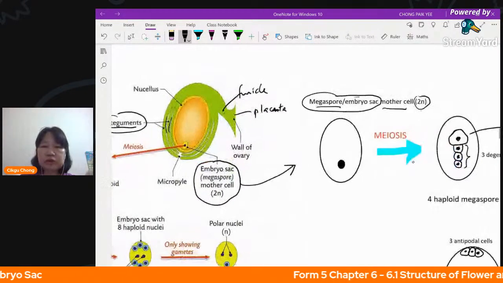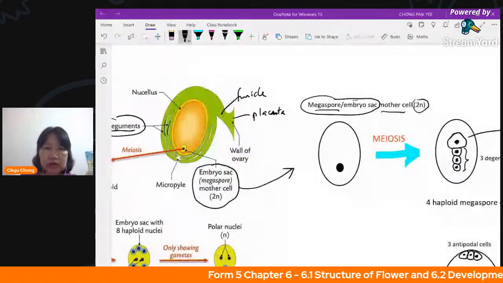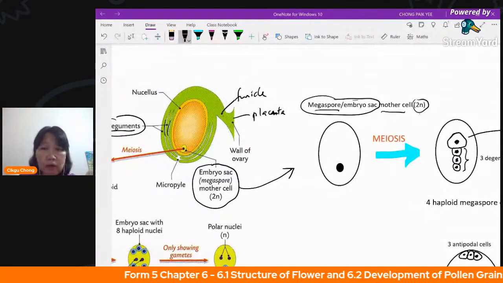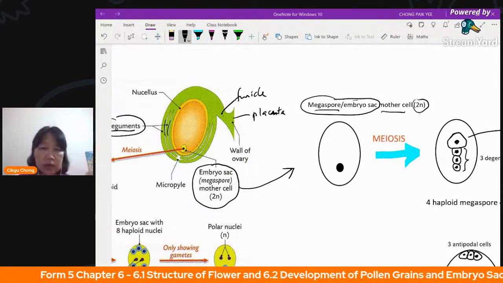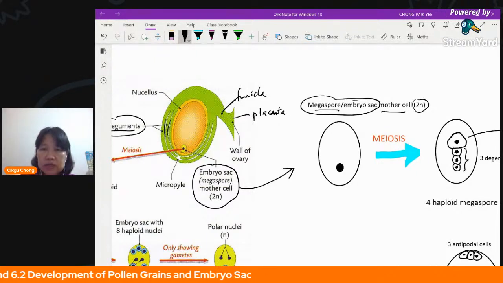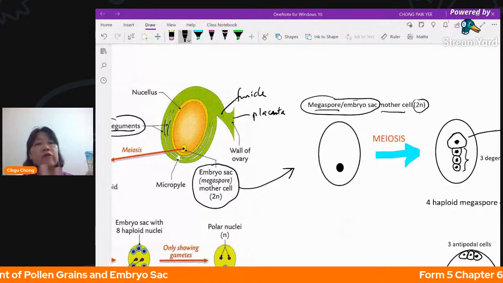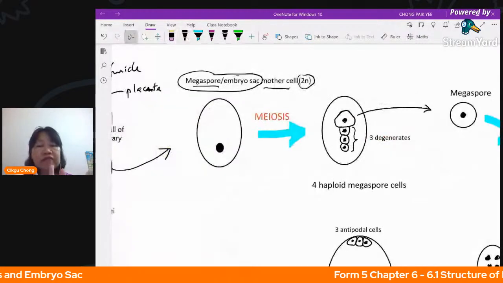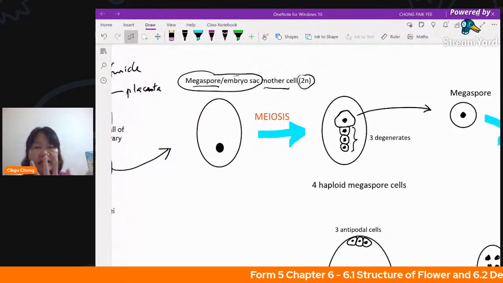Okay, so I'm drawing one here. Remember, this is only one. There could be more than one inside the ovary. I'm just looking at one. Now this nucleus is going to undergo meiosis. So once it undergoes meiosis, you're going to get 4 cells as usual. Always after meiosis, you're going to get 4 daughter cells.